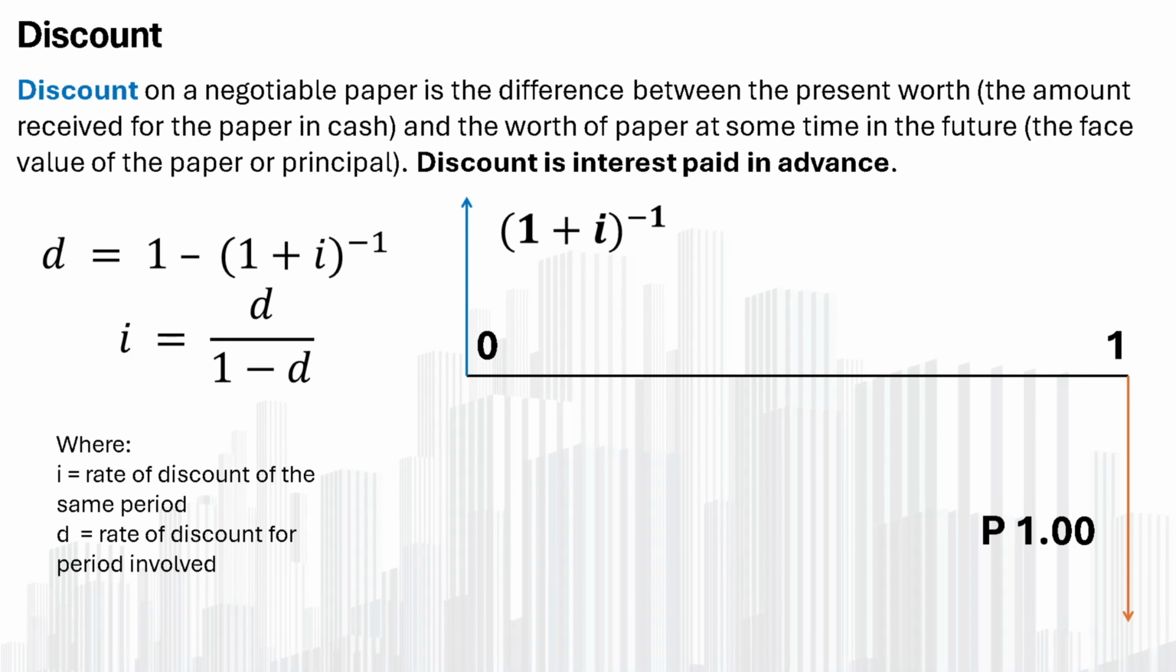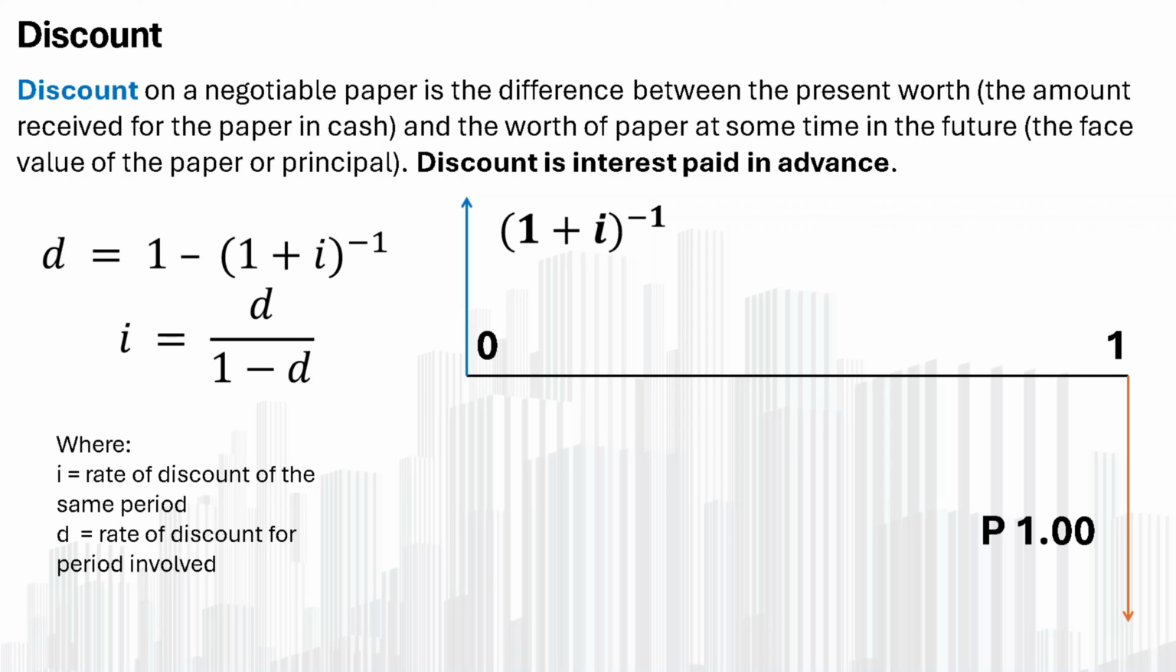Next up naman is yung concept ng discount. Okay? So yung formula ng discount natin is simply 1 minus 1 plus I raised to negative 1. So, or yung interest rate dito, yung rate of discount naman natin dito of the same period will be the rate of discount divided by 1 minus rate of discount for that particular involved period. So, what is discount? Discount on a negotiable paper is the difference between the present worth and the worth of paper at some time in the future. Okay? Basically, discount is interest paid in advance lang naman.